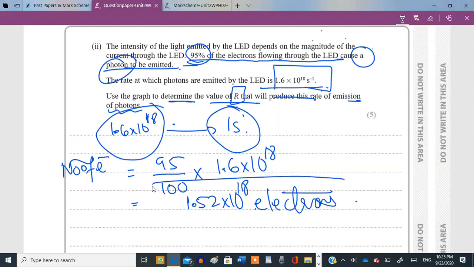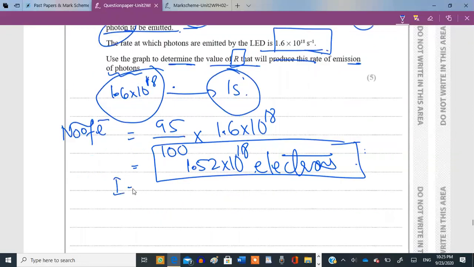Clear? Now you have the number of electrons flowing through the circuit. Can you calculate the current flowing through the circuit? Current is the rate of flow of charge. These are the electrons flowing in 1 second. Actually, these are the number of electrons, not the charge of the electrons, right? So current is the rate of flow of charge. So what's going to be the charge of all of these electrons is just multiply the number of electrons by the charge of a single electron. So it's going to be 1.6 raised to the power of minus 19 multiplied by this answer.